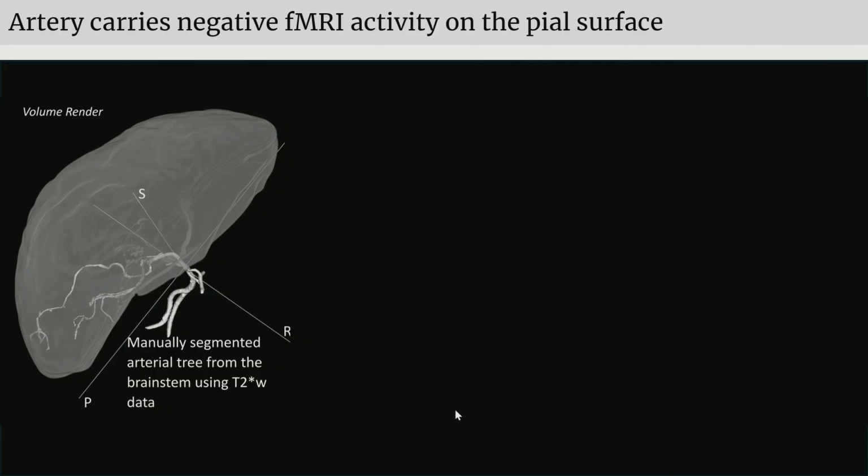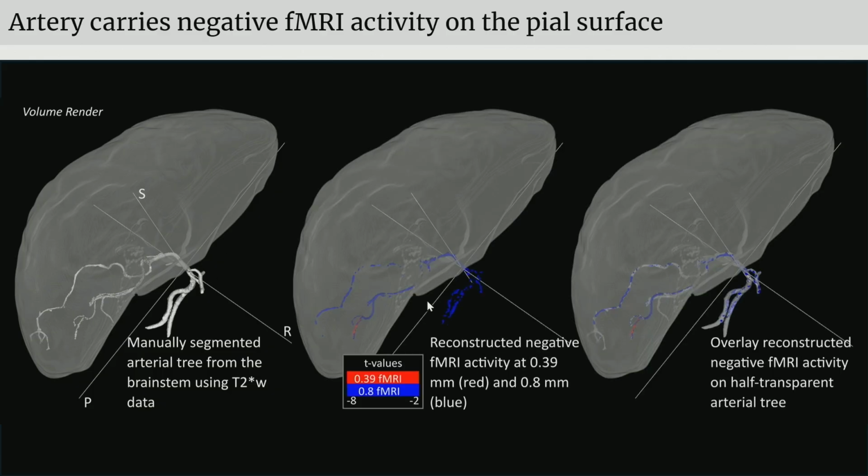Therefore, I used the T2 star-weighted data to highlight the vasculature and reconstruct part of the arterial tree, starting from the brainstem artery until the visual cortex. And next to it now, I'm reconstructing the negative activity at the two resolutions. And I hope you can see how closely it follows the anatomical arterial tree.